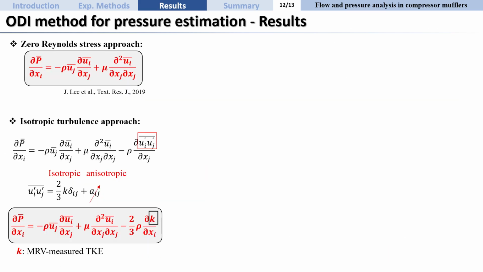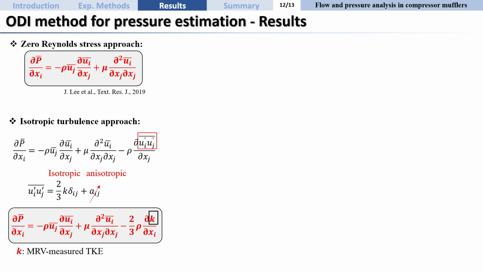To reconstruct the pressure fields, we use two different approaches. First is the zero Reynolds stress approach, a method commonly used in previous studies. This approach considers only inertial and viscous terms in the momentum equation while neglecting the turbulence effect. The second is the isotropic turbulence approach. In this method, we incorporated the turbulence effects by using our MRV-measured TK field.